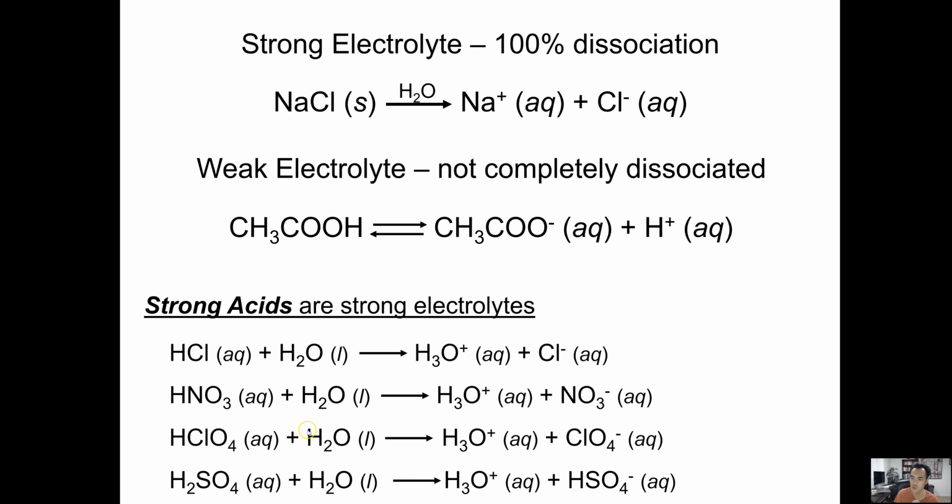So memorize these strong acids, because they are going to show up on and on and on. Knowing how to identify your strongs and your weaks is super important. In all cases, you're going to form hydronium ions, but you're also going to form other free-floating ions that allow electrical current to go through.